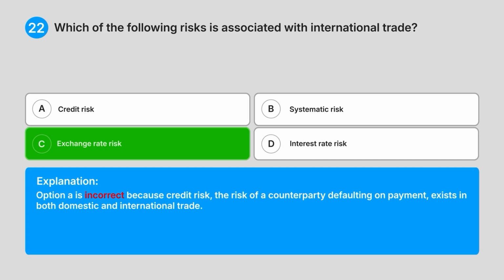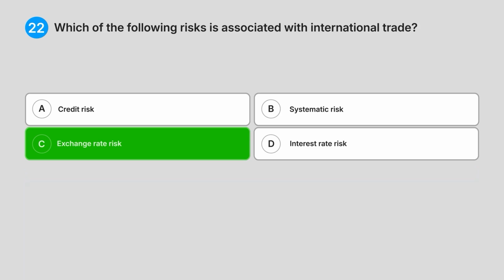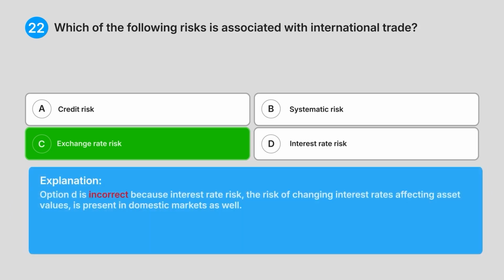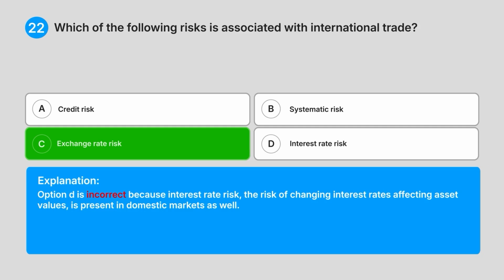Option A is incorrect because credit risk, the risk of a counterparty defaulting on payment, exists in both domestic and international trade. Option B is incorrect because systematic risk is a broad market risk that affects all investments, not just those related to international trade. Option D is incorrect because interest rate risk, the risk of changing interest rates affecting asset values, is present in domestic markets as well.